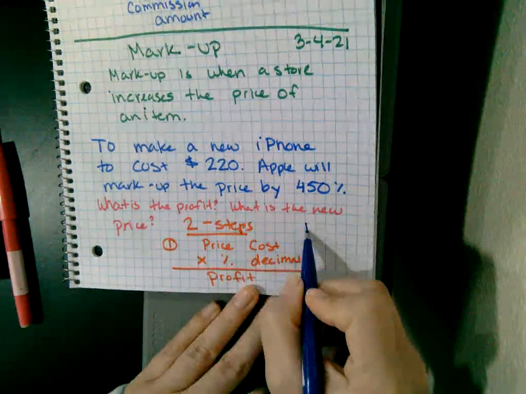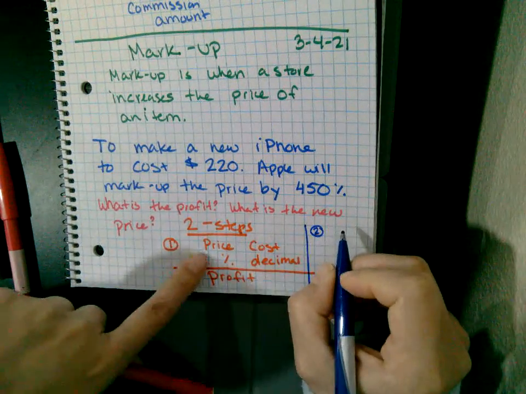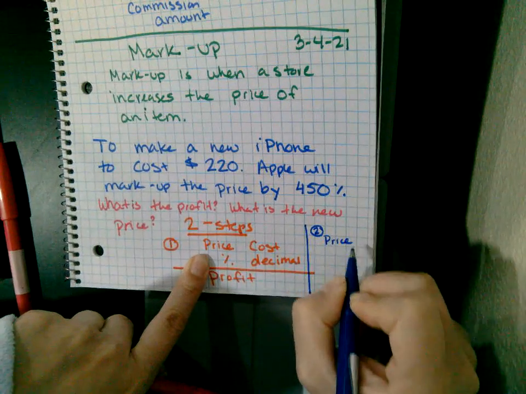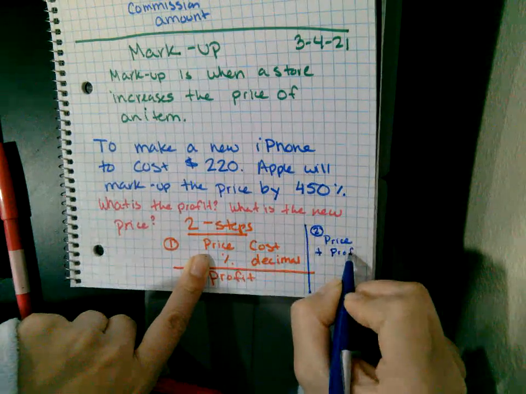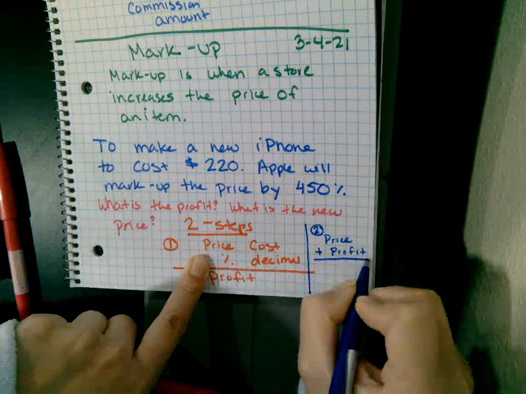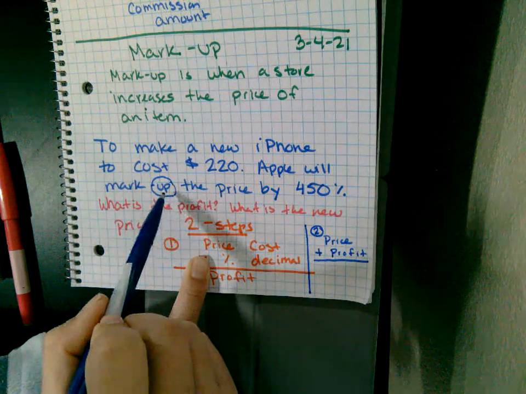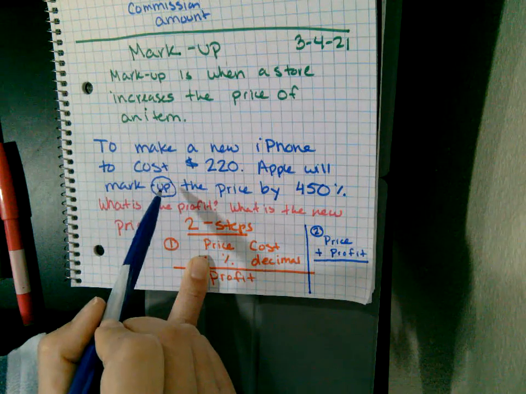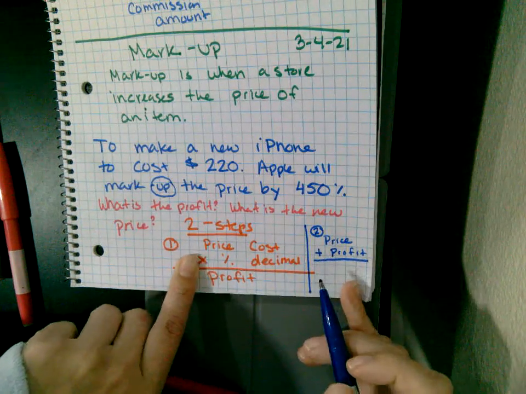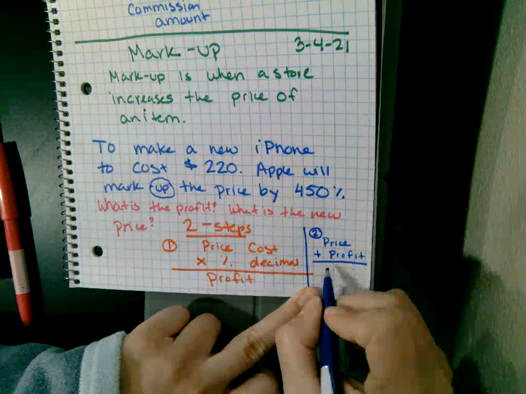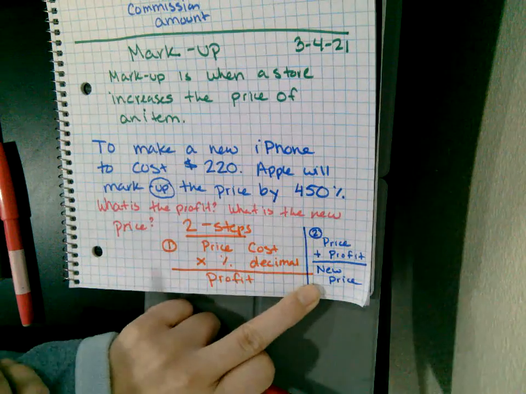The second step is to take your price again, right? And add your profit. Do not subtract. Add it. Why? Because we're going to make the price go up. If it's a markup, we need to increase the price. We need the price to go up. How do we do that? We add it. So the second step is to add it, and this will give you your new price, your selling price, what the customer sees.